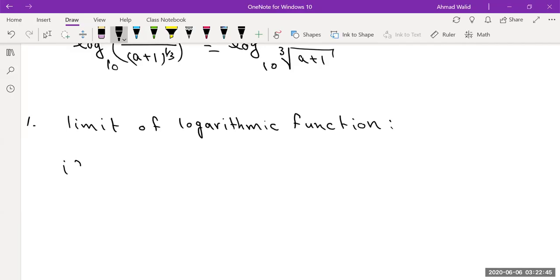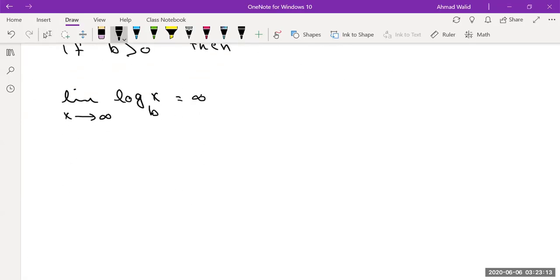Again, if b is greater than 0, then you can say the limit of log x base b as x approaches infinity always gives you infinity. How? Why? Let's see the reason.